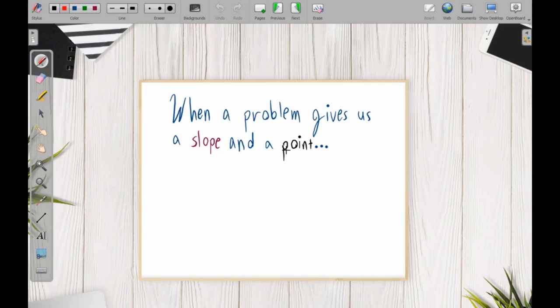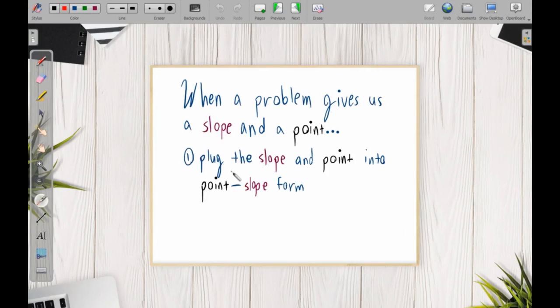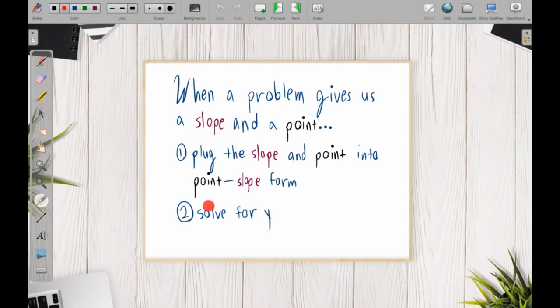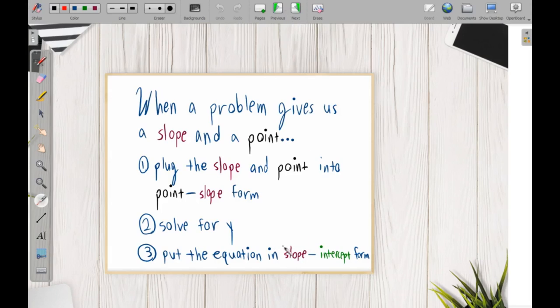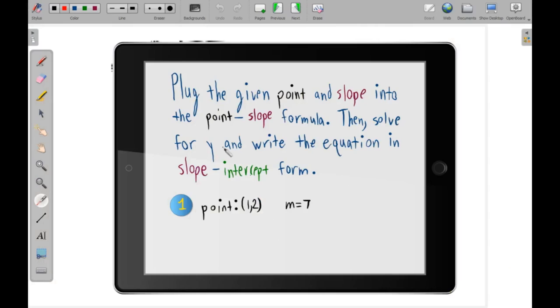Okay, so when a problem gives us a slope and a point, we have to plug the slope and the point into point-slope form. And then we solve for y. So we're going to put this equation in slope-intercept form afterwards. Just because it's solved for y doesn't necessarily mean it's in slope-intercept form, but we'll see that with these examples.